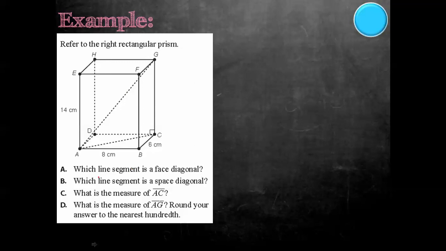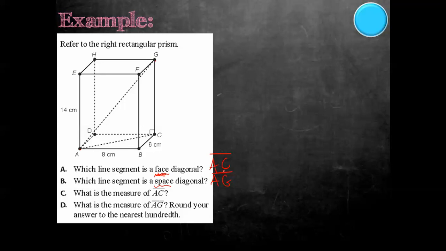So for an example, on this one, it says which line segment is a face diagonal, okay? So the face diagonal is the one that cuts the face in half. So that would be AC. And then it says which line segment is a space diagonal. So the space diagonal is going to be the one that cuts the space in half. So it's going to be where it goes from the front bottom vertex, so that would be A, to the back vertex, which is G. Okay, so AG is going to be the space diagonal. So we want to find the measure of AC and AG.